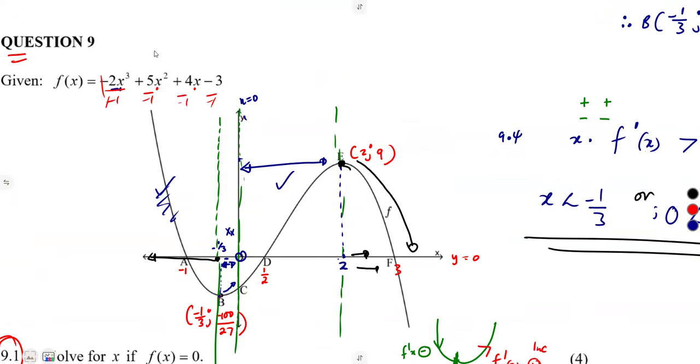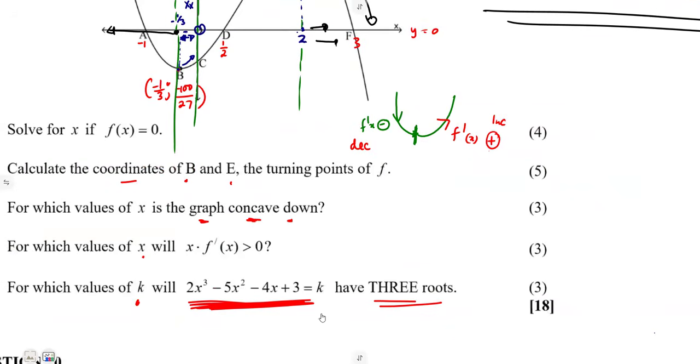And got 2x cubed minus 5x squared minus 4x plus 3, which is the one that we are given here. So you must be very careful with this one. This here is minus f of x, what we are seeing here. It's minus f of x, which is equal to k.